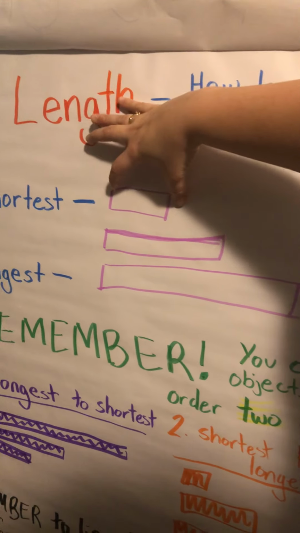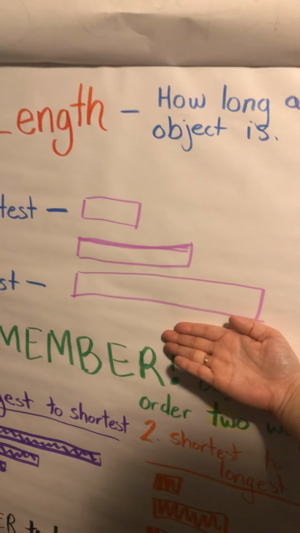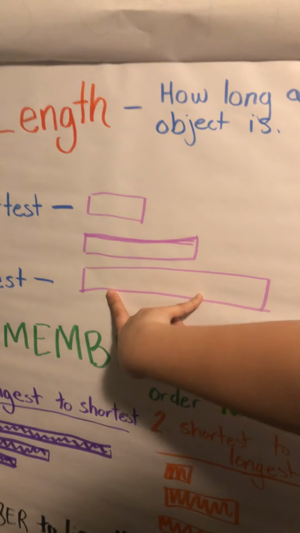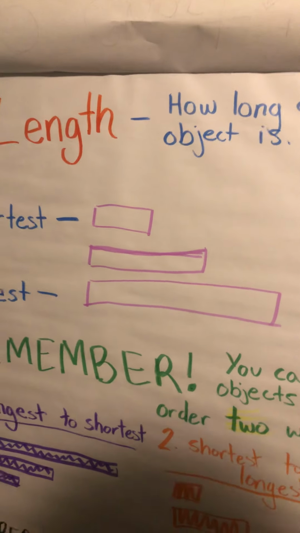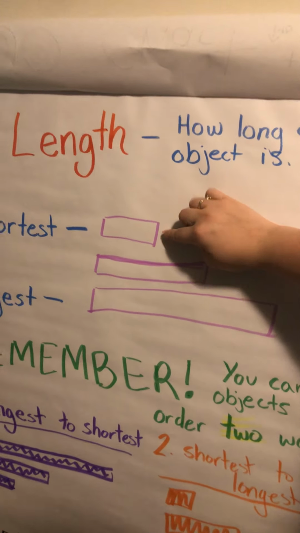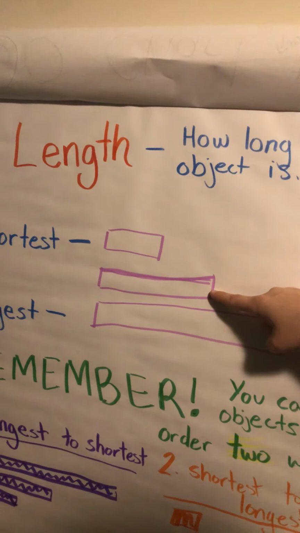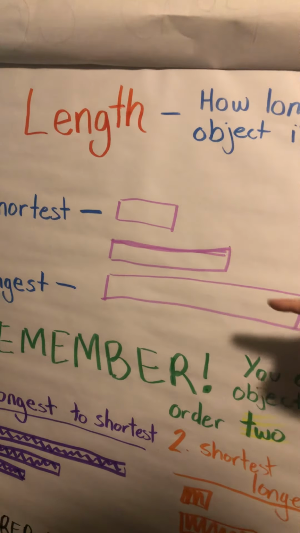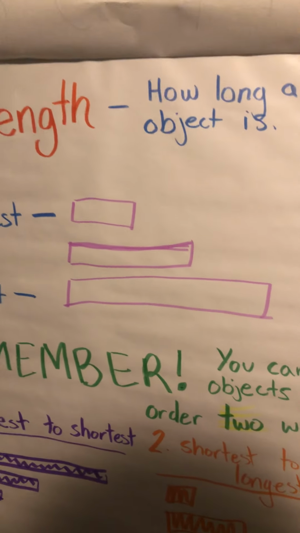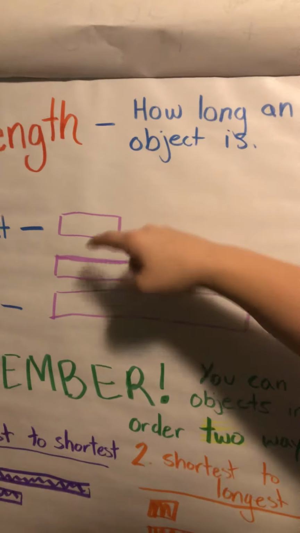Short means that the object is a smaller length than something it's compared to. Long means the object is a bigger length than something it's compared to. So if we compared this rod to this rod, the first one is shorter than the second one. If we compared the second rod to the third rod, the second rod is shorter than the third. Or we could say it the other way. The third rod is longer than the second rod, and the second rod is shorter than the first rod. Let's come down this way.